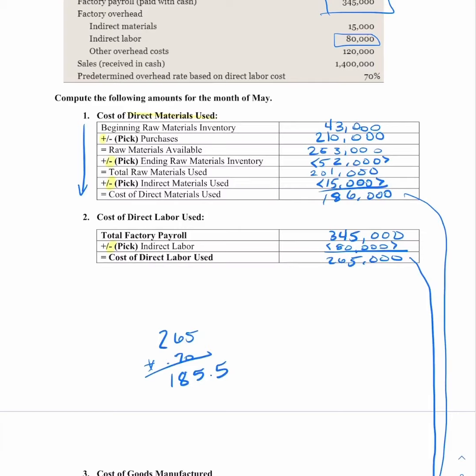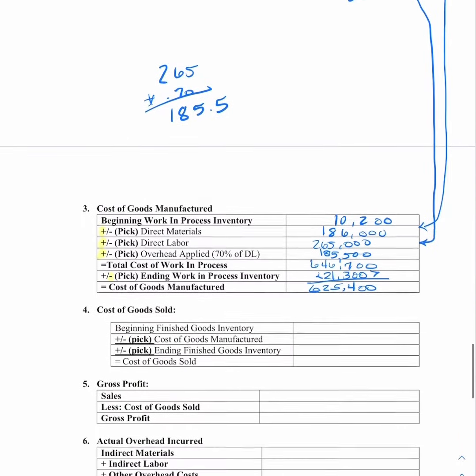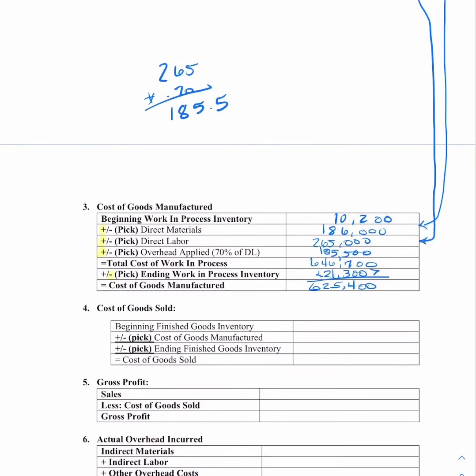Now, the next thing that we need to look at then is the ending work in process inventory. So if I want to figure out how much I manufactured, I need to back out that which is not finished at the end of the period. And so when I do that, I see that I've still got $21,300 in work in process at the end of the period, which will tell me that my total cost of goods manufactured is $625,400.